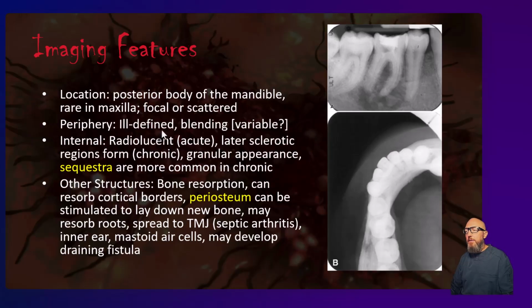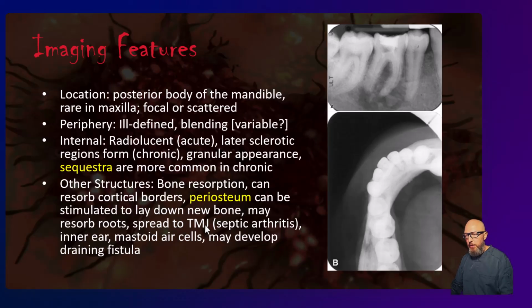Usually this is going to be ill-defined, blending. That does vary to some degree. Maybe it'll be more ragged in appearance. As I said, usually it has a mixed stage where there's been some resorption and some sclerosis, and so you have this mixed appearance of radiolucent and radiopaque. On the next slide, we're going to talk more about sequestra and periosteal reaction, which are features of osteomyelitis.